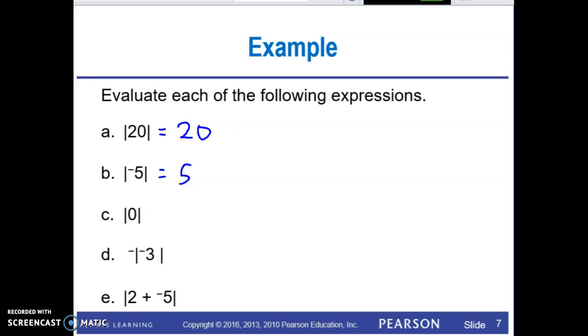All right, absolute value of 0. How far is 0 from itself? Well, it is itself. It is no units away from itself. So the absolute value of 0 will be 0.